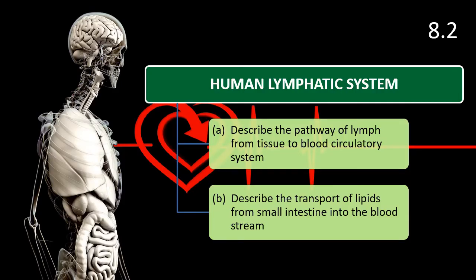The learning outcomes for human lymphatic system are at the end of the lesson. You should be able to describe the pathway of lymph from tissue to blood circulatory system and describe the transport of lipids from small intestine into the bloodstream.